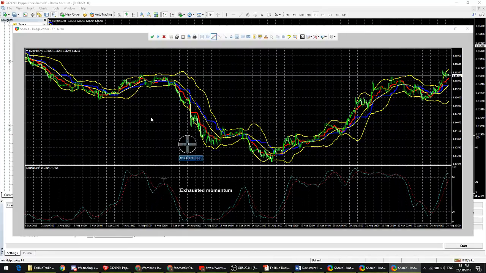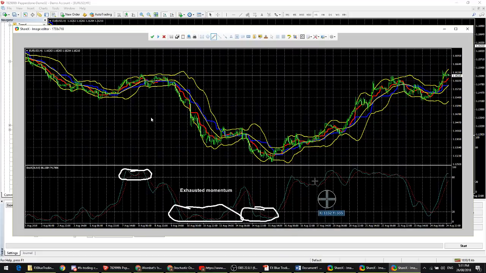Let's get the pen. So we've got exhausted momentum here, down here, here again, and then up here is lots of exhausted momentum through here. But clearly it wasn't exhausted because it kept going. So we can't just pay attention to one indicator, because one indicator is not going to tell us the whole story. So these are our interesting points in the momentum indicator.